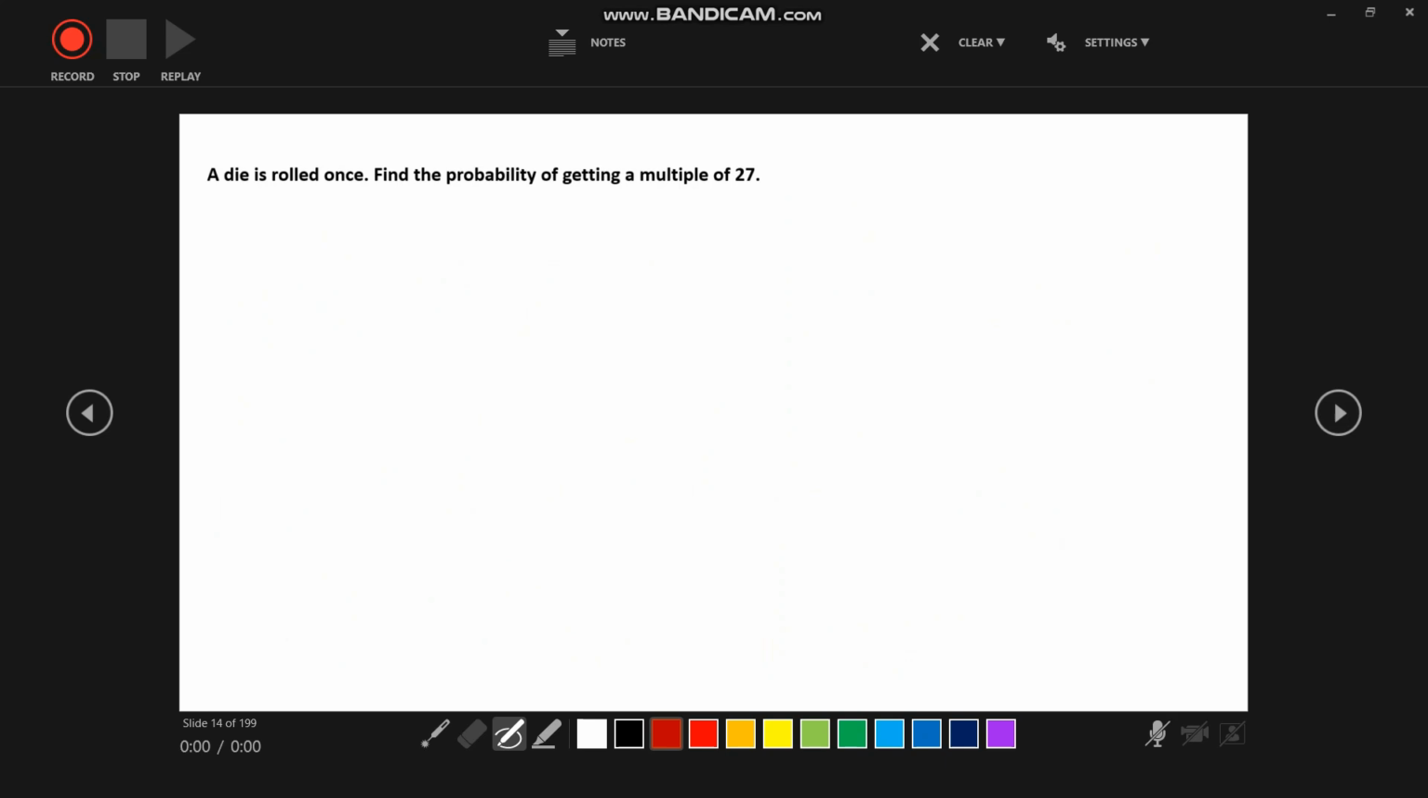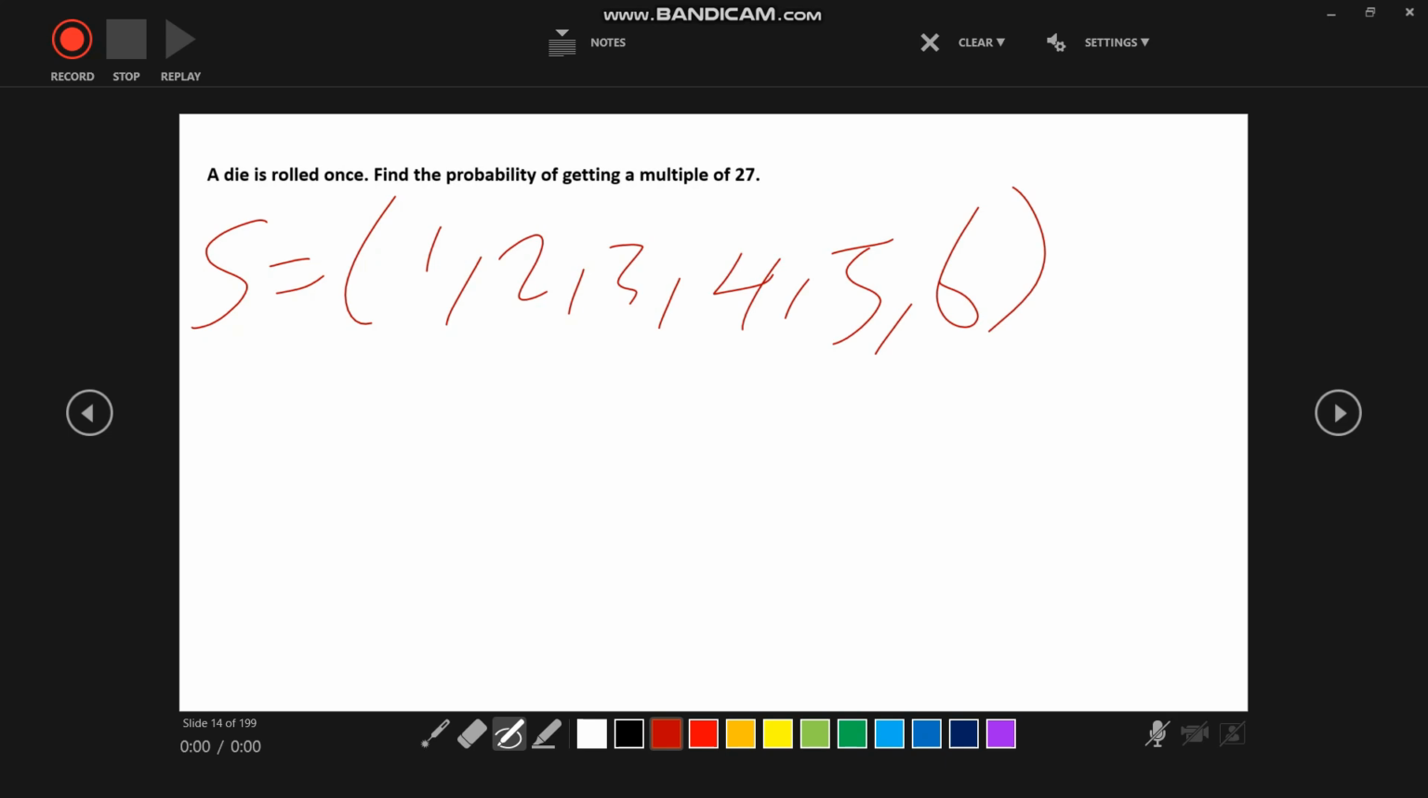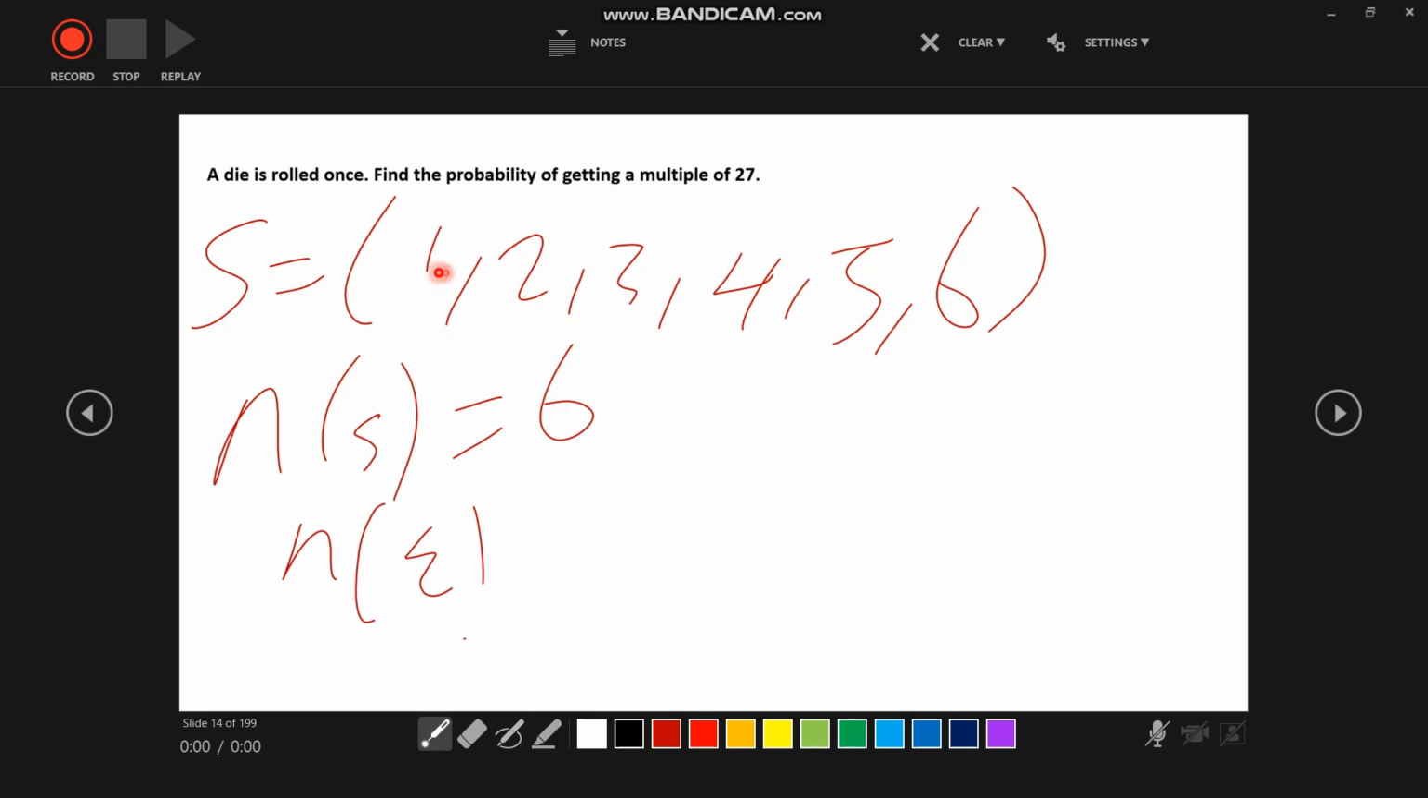So we have the last example. The question says a die is rolled once. Find the probability of getting a multiple of 27. So the sample space is 1, 2, 3, 4, 5, 6. So n(S) is 6. So what will n(E) be? We have to count the multiples of 27 in this sample space.